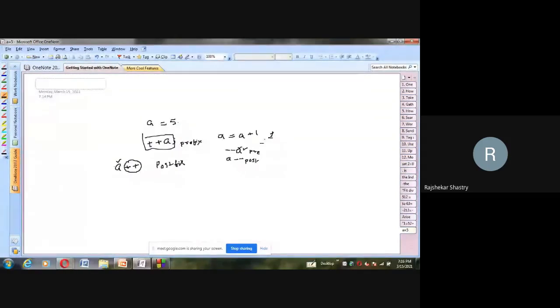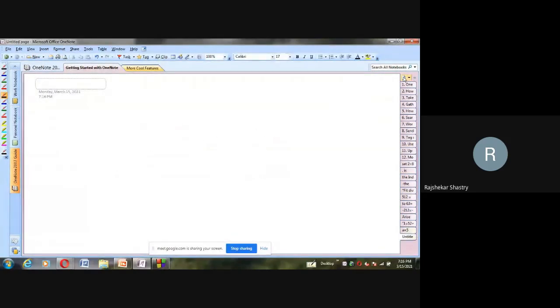Will the prefix and postfix answers be different? Yes, of course. When we talk about these operators, the prefix will be evaluated in one way, and postfix is going to be evaluated in the other way. So how the two are going to be evaluated, let us discuss.